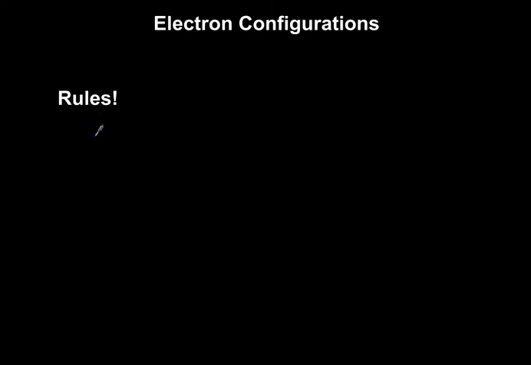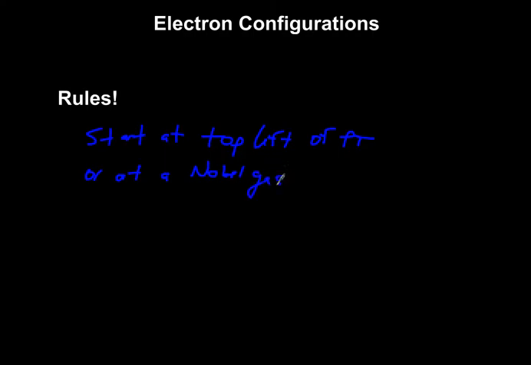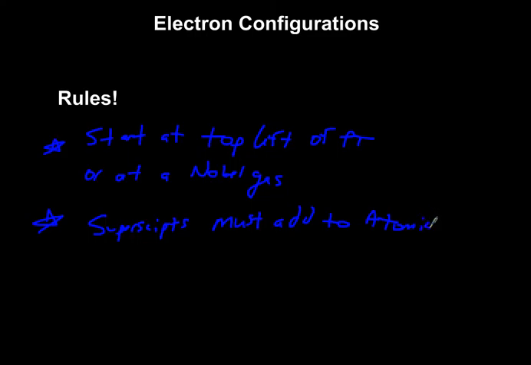So your rules are to start at either the top left of the periodic table or at a noble gas. So that's your first rule. Your second rule is that when you're done, your superscripts must add up to the atomic number. Okay? So we're going to start off with some easy examples. We'll make them a little harder, and then I'll have a separate video for the hardest ones that you can do.